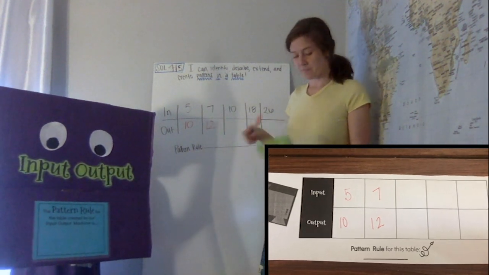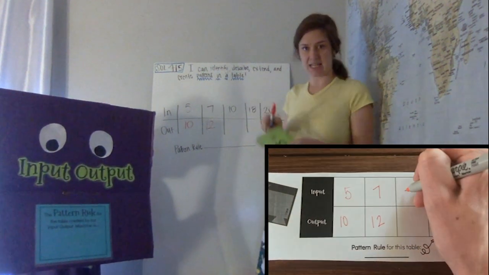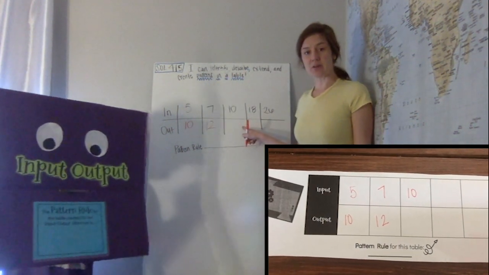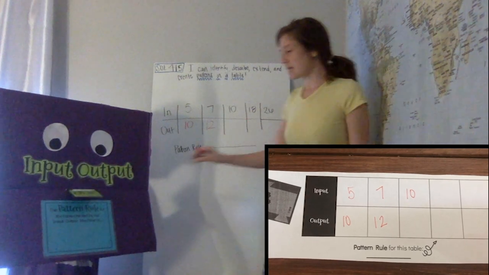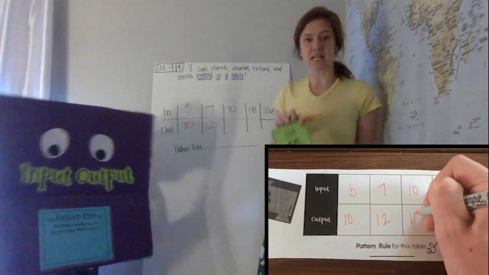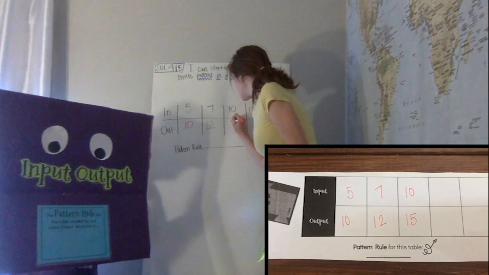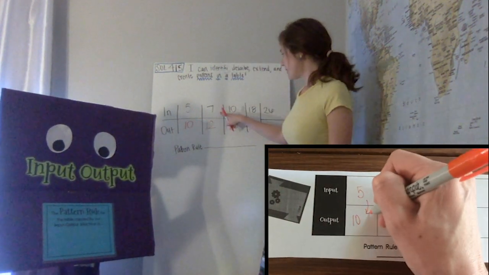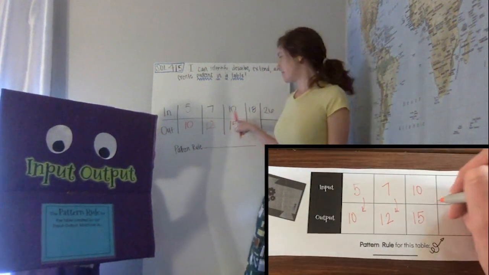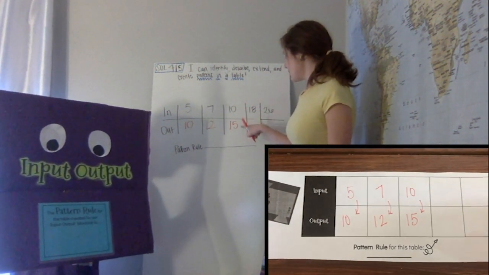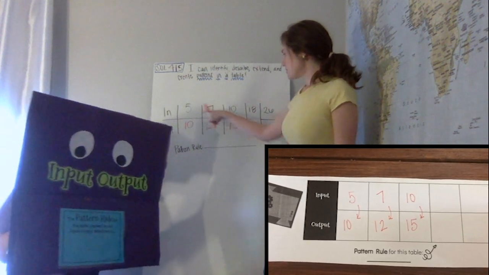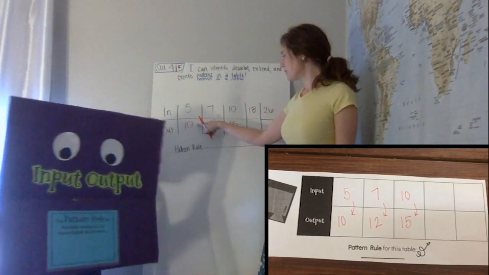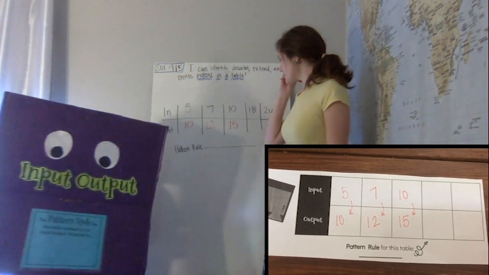Let's keep going. Let's put 10 in. If 10 goes in, let's keep working on this table. 10 goes in. 15 comes out. We'll continue to expand our table. 5 went in, 10 came out, 7 went in, 12 came out, 10 went in, 15 came out. So I know I'm increasing. I know I can't just do multiply by 2 because 7 times 2 is 14.